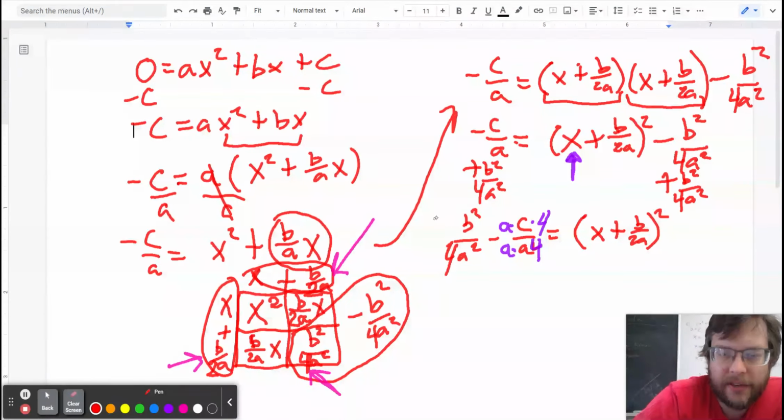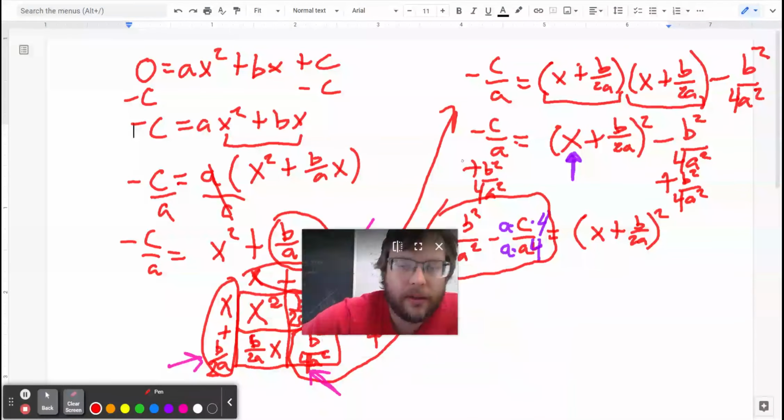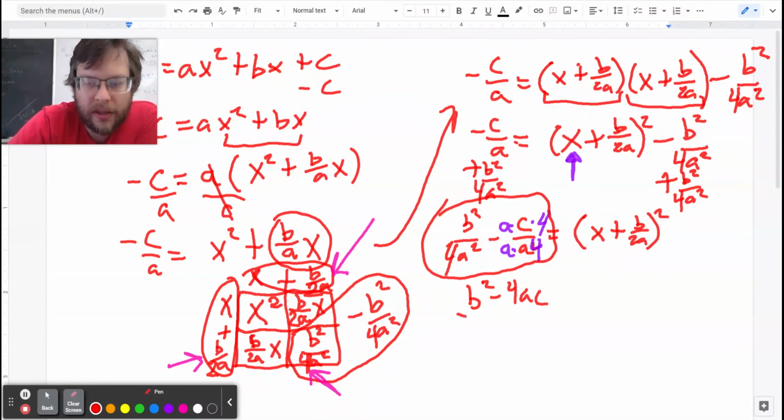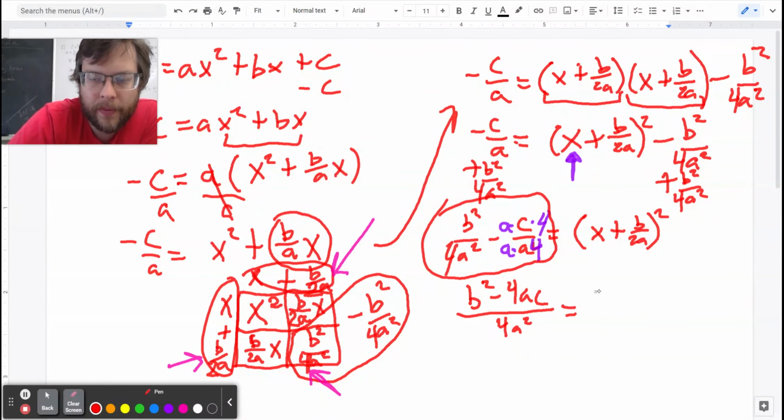That makes this left side now into a single fraction. I'll move my face out of the way. Makes the left side into a single fraction, b squared minus 4ac all over 4a squared. And we're so close to being done now. We only have 2 more steps.